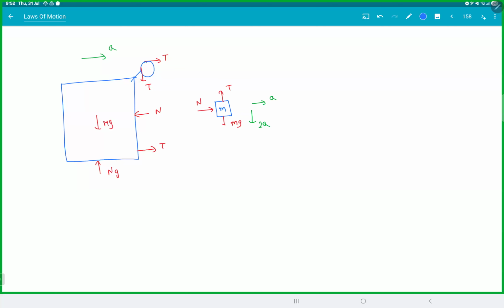Step 3, write the forces. For the big block, horizontally the forces are T, 2 tensions, minus normal reaction is equal to mass into acceleration. For the small block, tension minus mg is mass into minus 2A. I am keeping it simple, up positive, down negative. And horizontally the forces are N is equal to mass into acceleration. There you got everything. So this will be T is equal to mg minus 2ma and N is equal to ma.